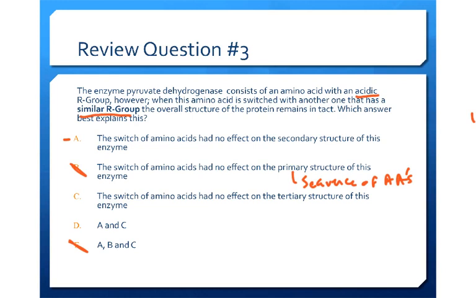C, the switch of the amino acids had no effect on tertiary structure. Tertiary structure is the interaction of the R groups with other R groups in the enzyme or protein. We switched an acidic R group with another acidic R group. There is no effect on the tertiary structure of this enzyme because those R groups are able to interact very similarly with the groups that they were around previously. Does that make sense? If I would have changed this R group for something else that wasn't positive or negatively charged or acidic, then it would have some effect. But this is okay. So therefore, D is the correct answer.